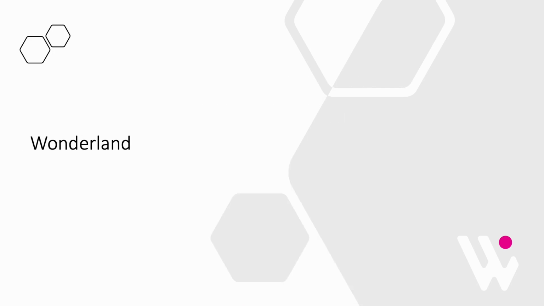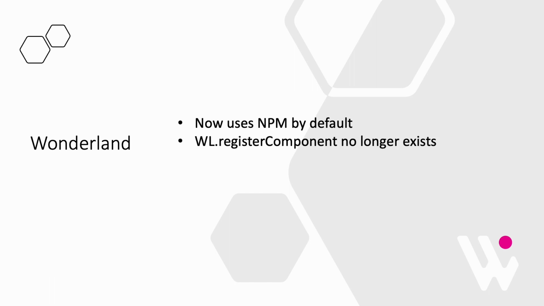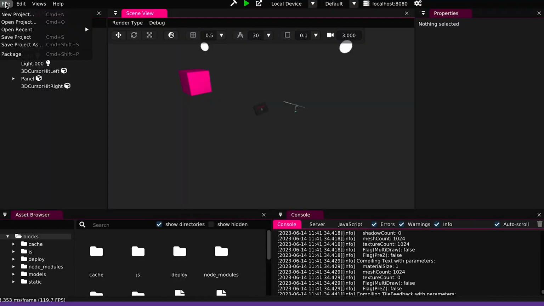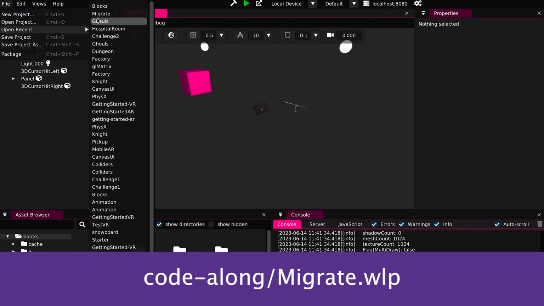With the switch, by default, Wonderland now uses npm, Node.js Package Manager, and ESBuild Bundler. The wl.registerComponent method no longer exists. For each of your custom components you need to do some editing. If you want to code along, then open the Code Along Migrate project.